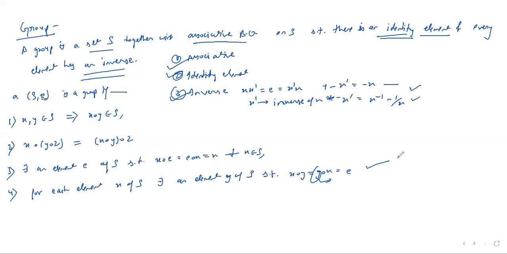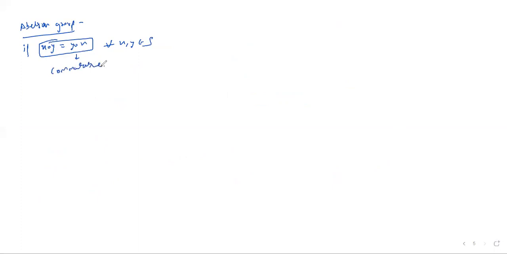Now there is an important group which is called abelian group. In the abelian group, if x and y are commutative, that is if x o y equals y o x for all x comma y belongs to S, and it has to be commutative, then we say that the group is abelian.